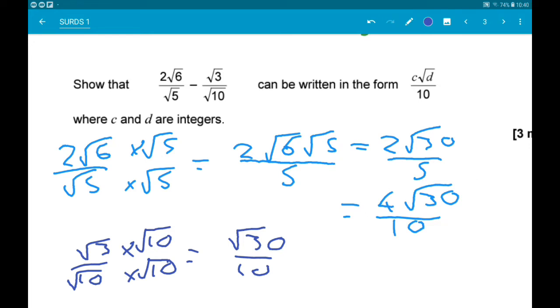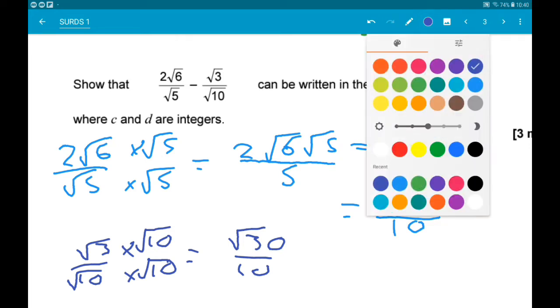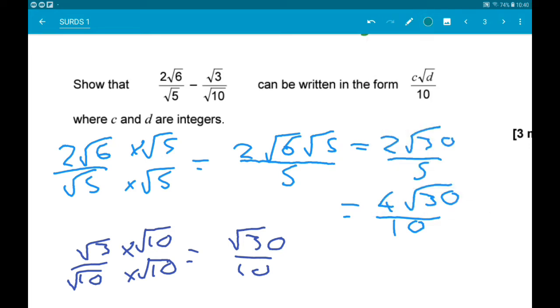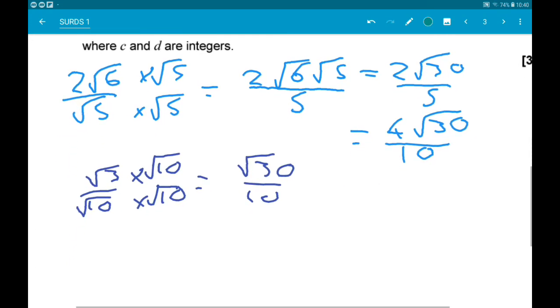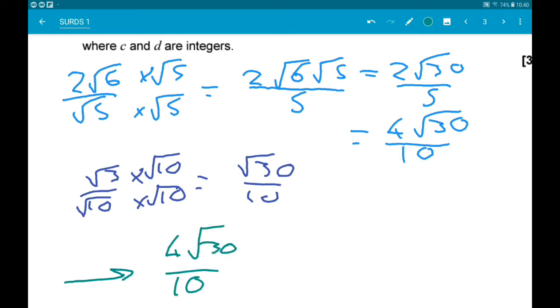So then finally, we now have 4 root 30 over 10 minus 1 root 30 over 10, so we have 3 root 30 over 10.